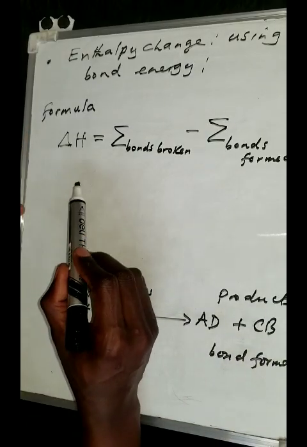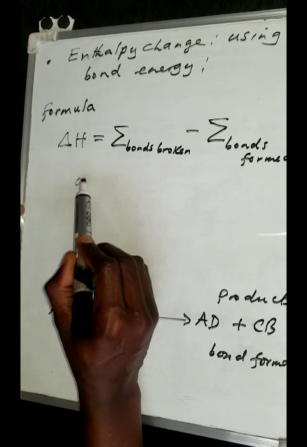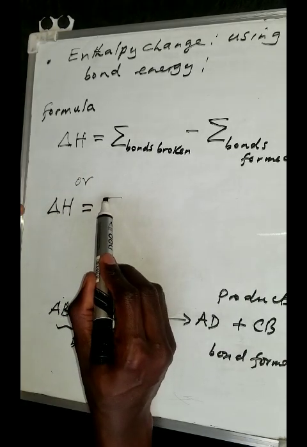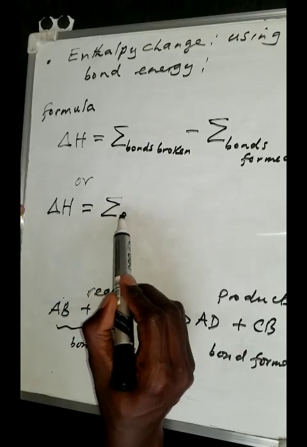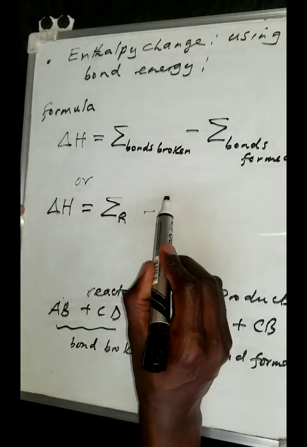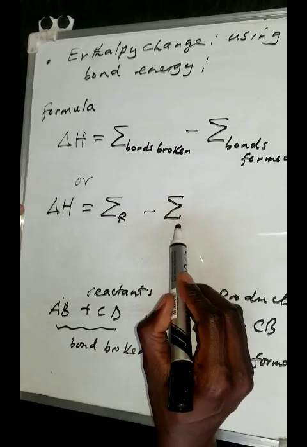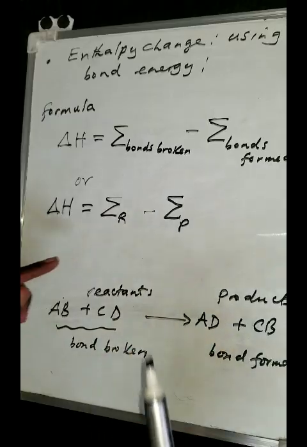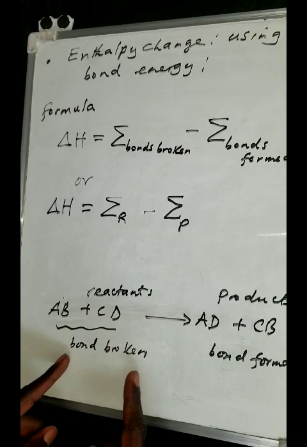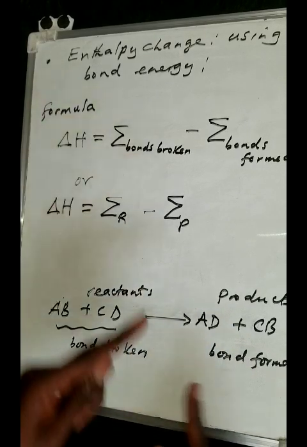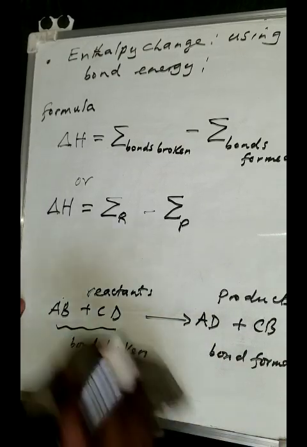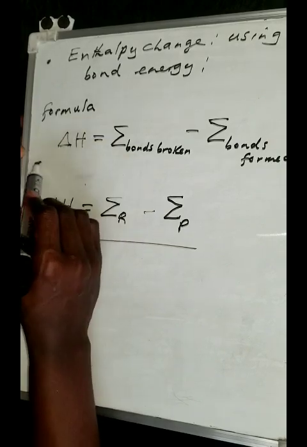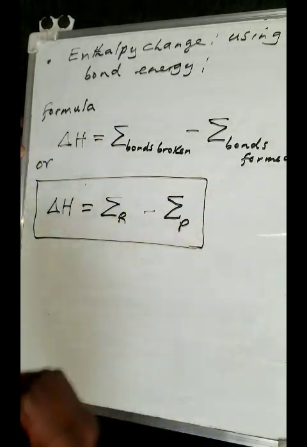So therefore we can also write this formula and simply say that the enthalpy change is equal to the energy of the reactants minus the energy of the product. Why? Because on the reactant side, bonds are being broken, and on the product side, bonds are being formed. And this is the formula that we are going to use in order to calculate the enthalpy change.